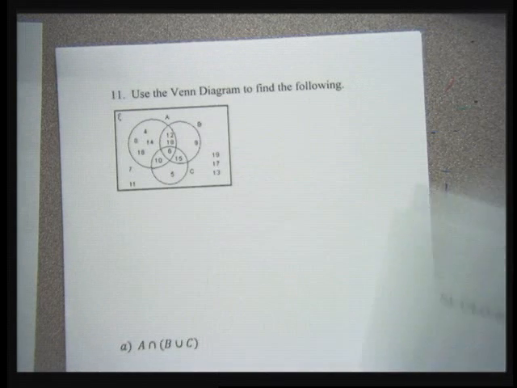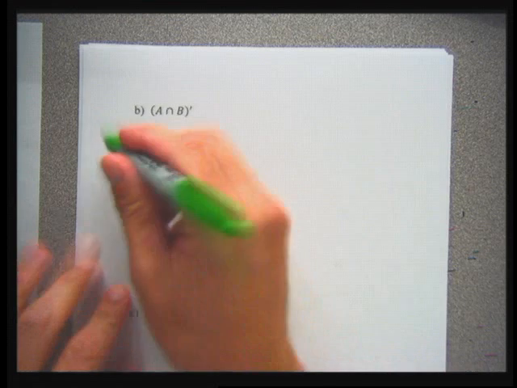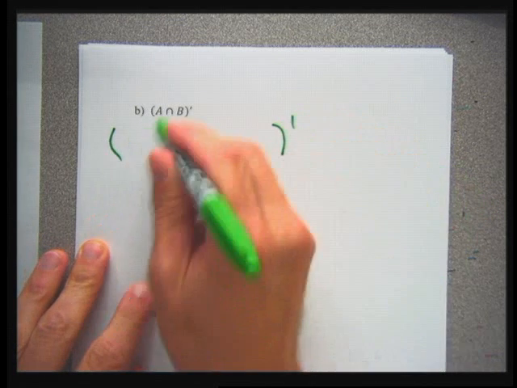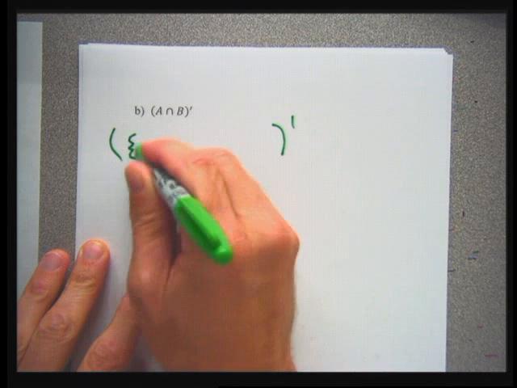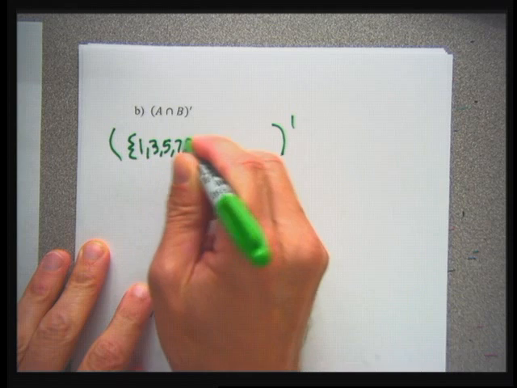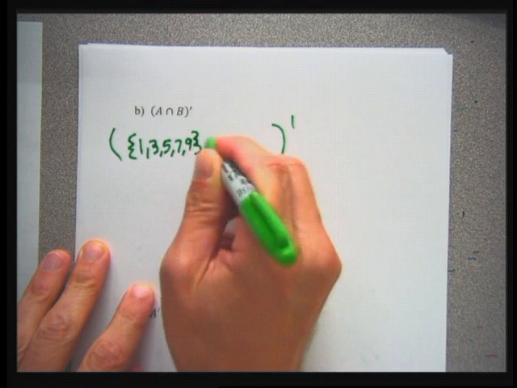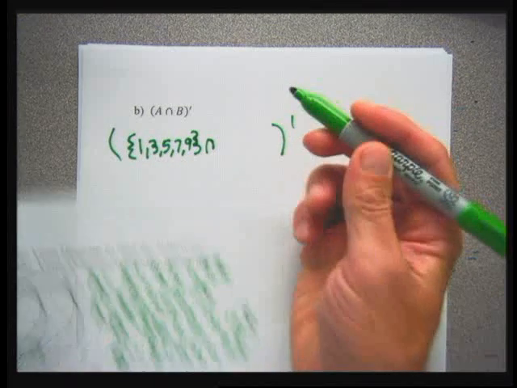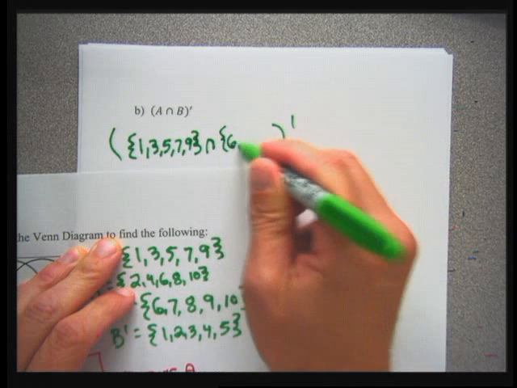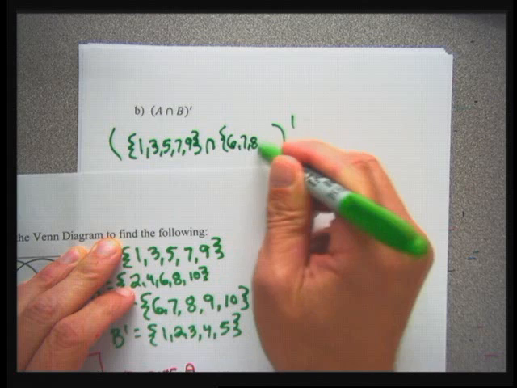For part B, I'm asking for A intersection B prime. There's a parentheses, so I'm going to work with the parentheses. For set A, I know that A is the set 1, 3, 5, 7, and 9. Again, I'm just taking that from the list that I constructed at the beginning. So I've made A as 1, 3, 5, 7, and 9. B is 6, 7, 8, 9, 10.